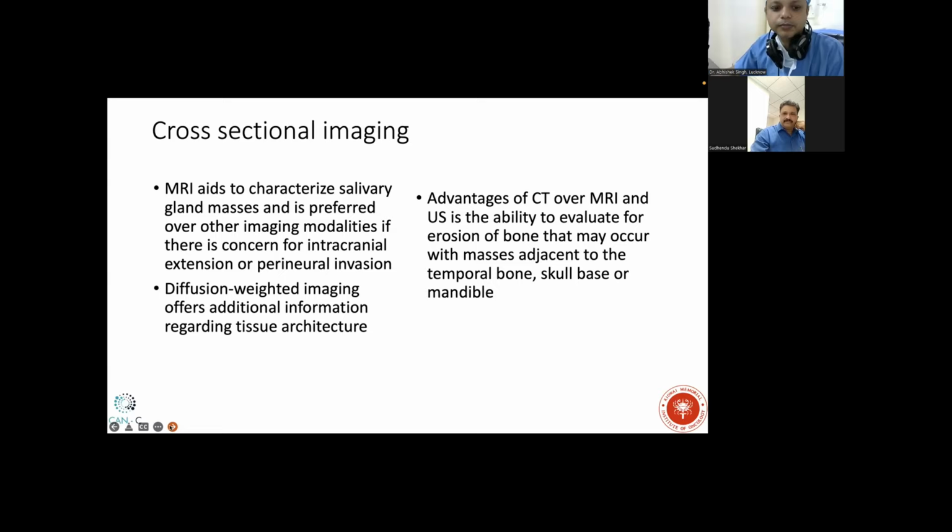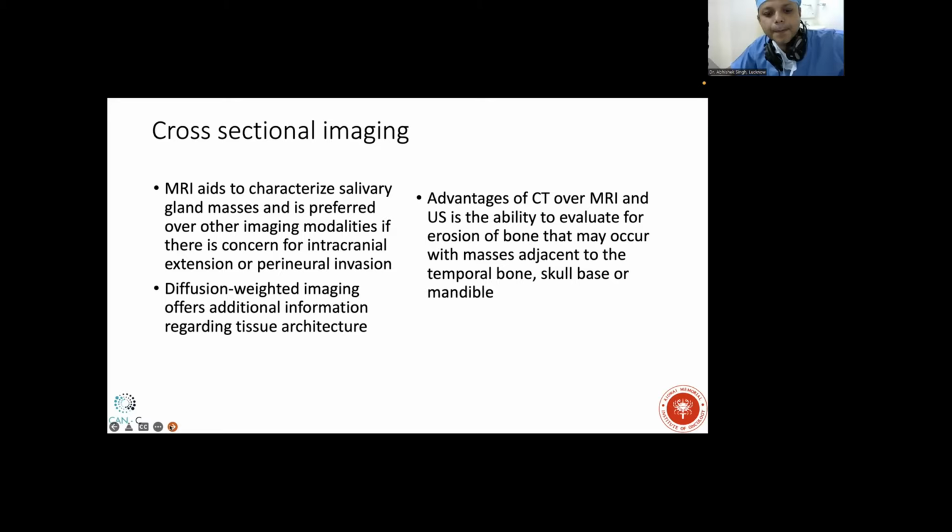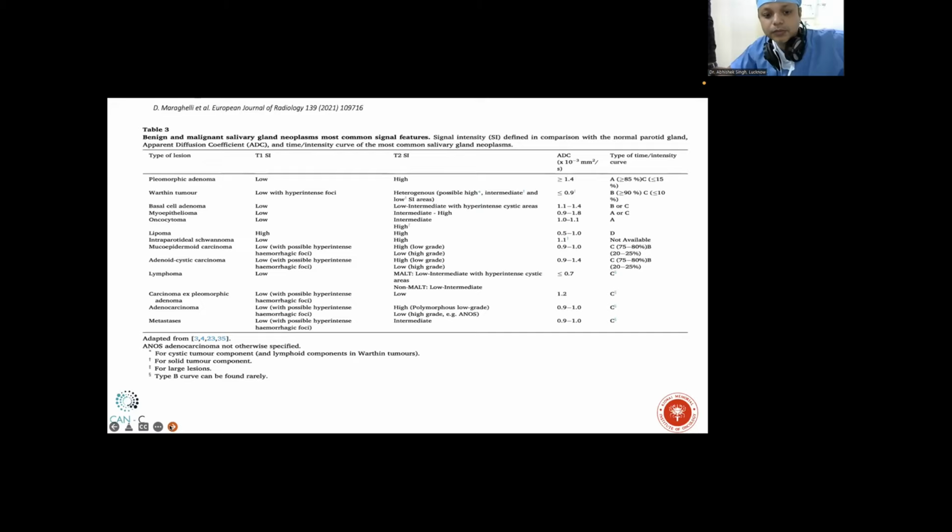MRI also has an upper hand in cases with suspected perineural invasion and intracranial extension in parotid tumors. However, CT scan, as we all know, has a better ability to evaluate bone erosion, and especially in masses when we suspect involvement of the temporal bone or skull base through the parapharyngeal space, or the mandible anteriorly, we do require a CT scan. Both benign and malignant tumors have their own specific MRI signature, which is based on their intensity on T1, on T2, the ADC values, and also the type of time to intensity curve.